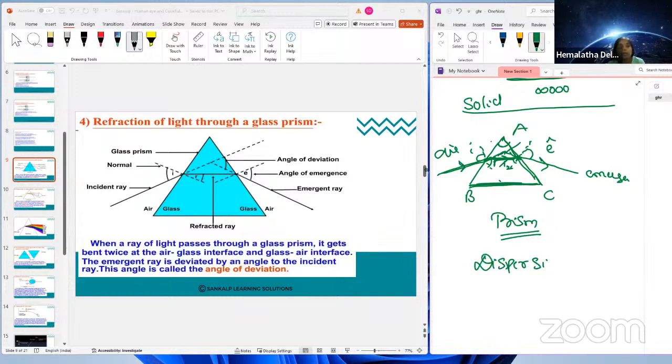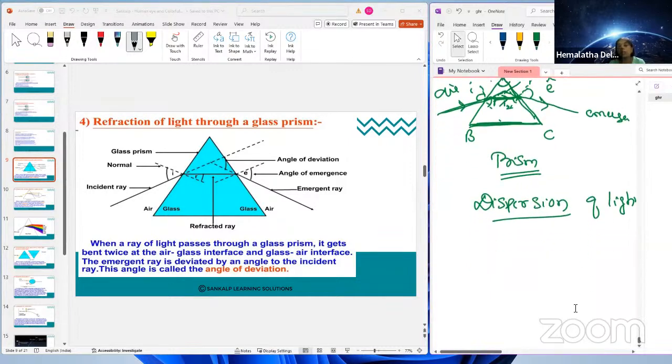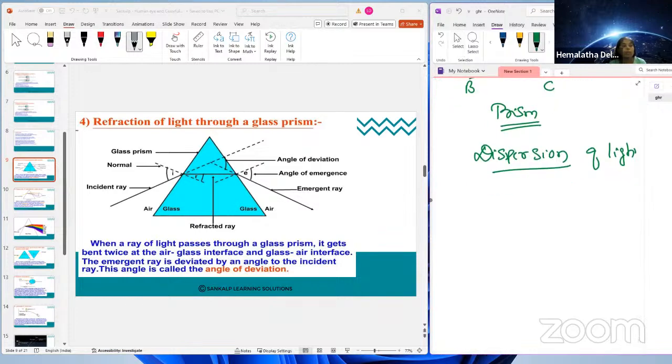You have to write like this only. Not only in the examination, if they ask what is the phenomenon the prism will exhibit, that is known as dispersion of light. This dispersion of light was found out by the scientist Isaac Newton. How he demonstrated the experiment, I will tell you.